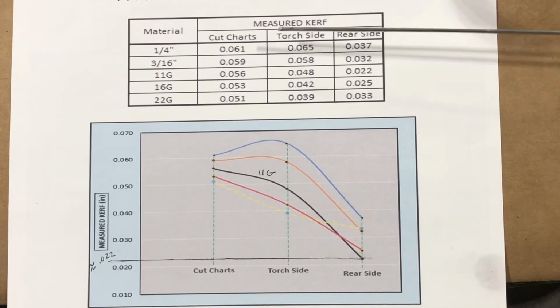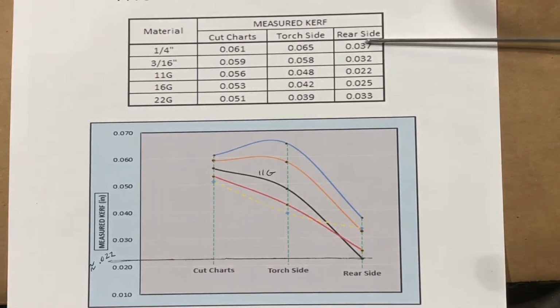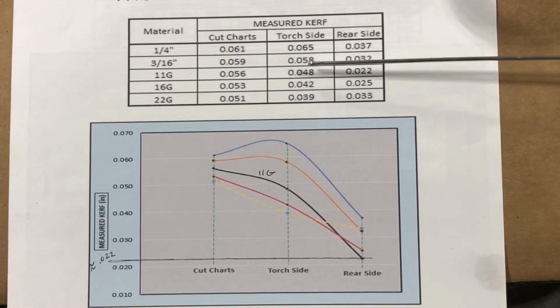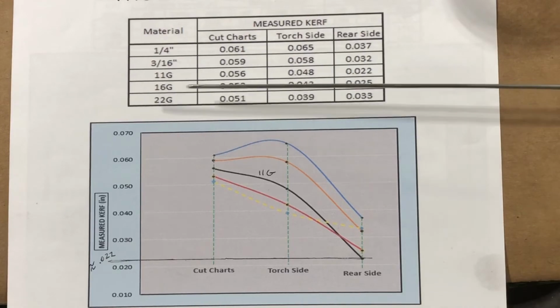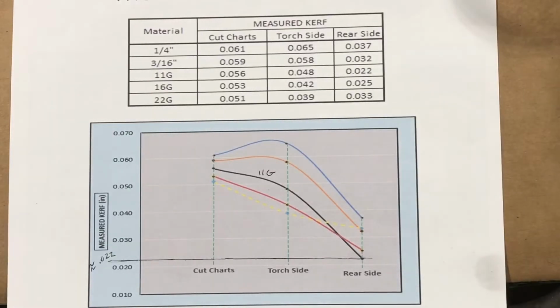And you'll notice when you look at the difference between torch side and back side, there's a big difference. It's like half. And it's not until you get down to the thin material, which obviously doesn't have much room to bevel, that you get close to the same values. Here's what those look like in the chart.